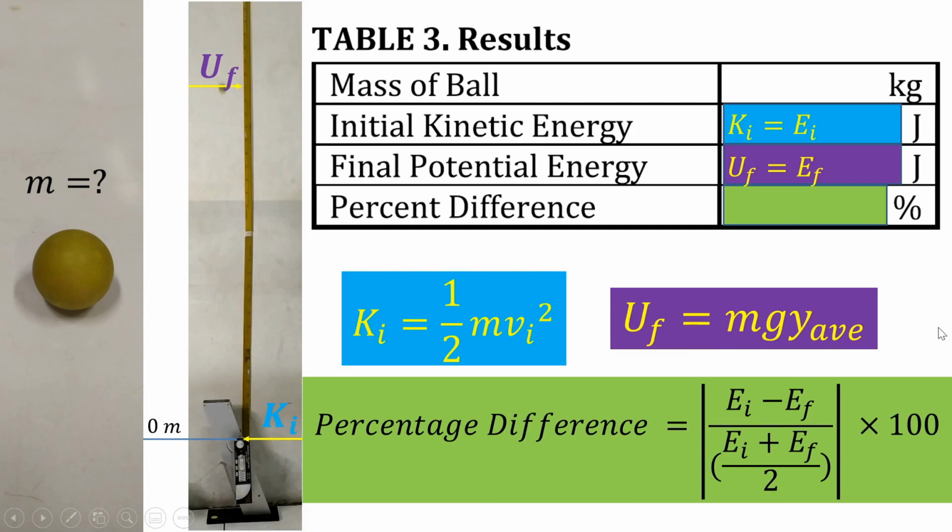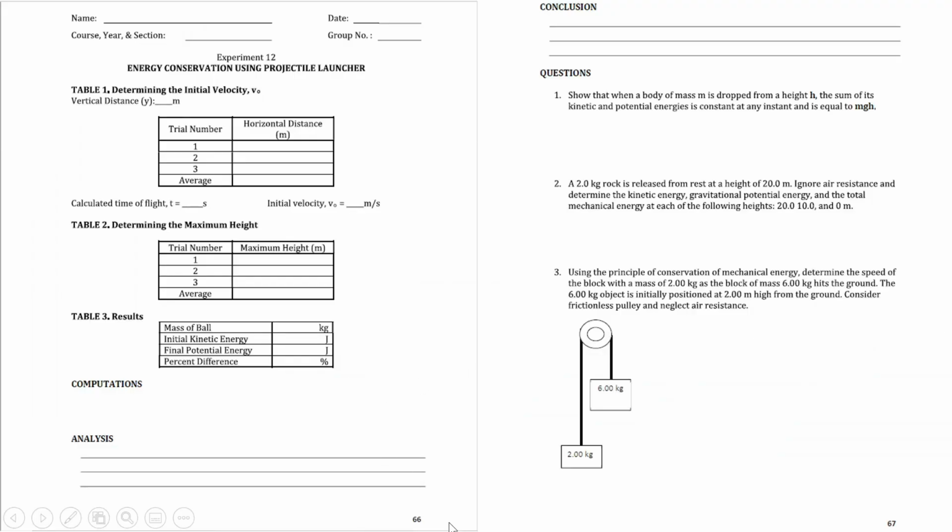Okay, so that is our experiment for today. Do not forget also to answer pages 66 and 67 of your experiment. You also have to attach another paper for all the variables that you have solved in this experiment. Okay, so that is our experiment 6, which is the energy conservation using projectile launcher.